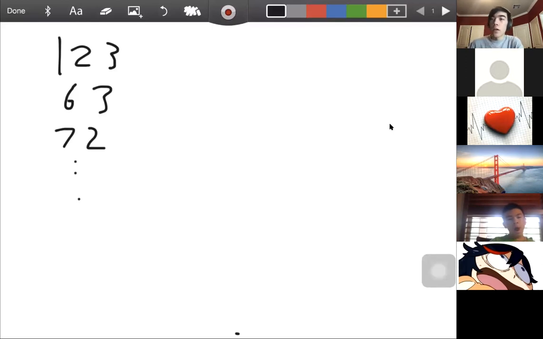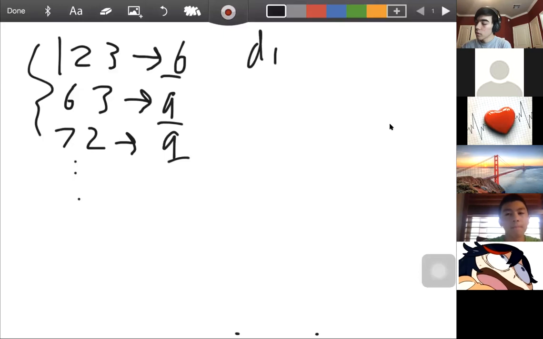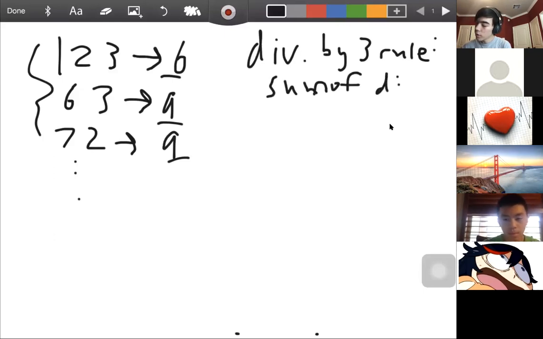Yeah, a lot of you are getting it already. The method to determine if a number is divisible by 3 is you add up each digit. For 1, 2, and 3, 1 plus 2 plus 3 is 6. For 63, 6 plus 3 is 9, and 72, 7 plus 2 is 9 again. The sums of digits are all multiples of 3, so all of these numbers are multiples of 3. So that's the divisibility by 3 rule: the sum of digits is a multiple of 3.